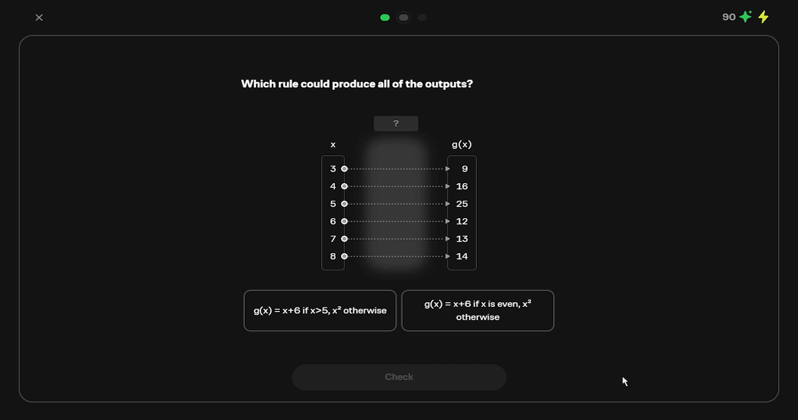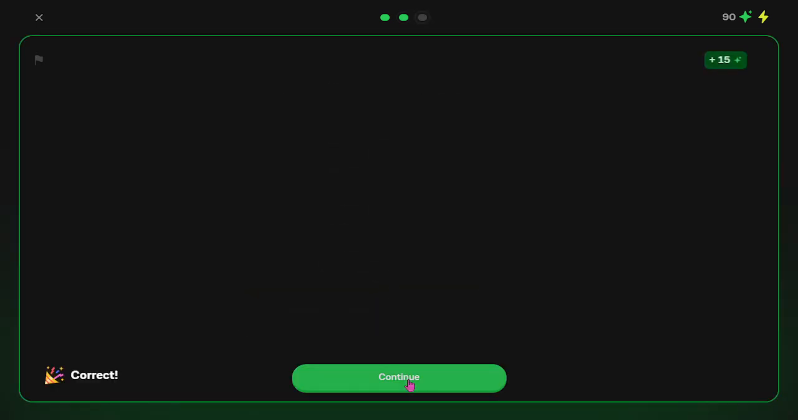Next one. x plus 6 if x is bigger than 5. So it does not make sense, because look, you see this? It does not make sense. What if x plus 6? No, it doesn't make sense. If x is larger than this one. I need to read the back.